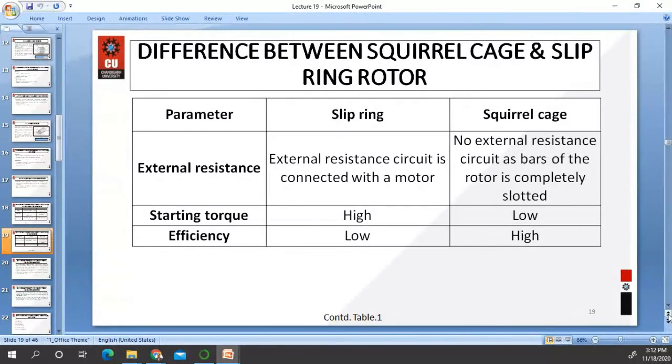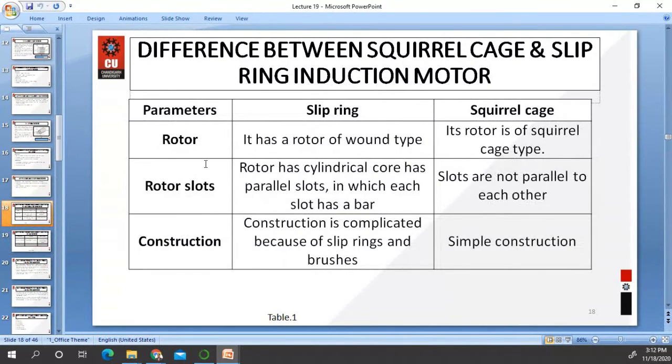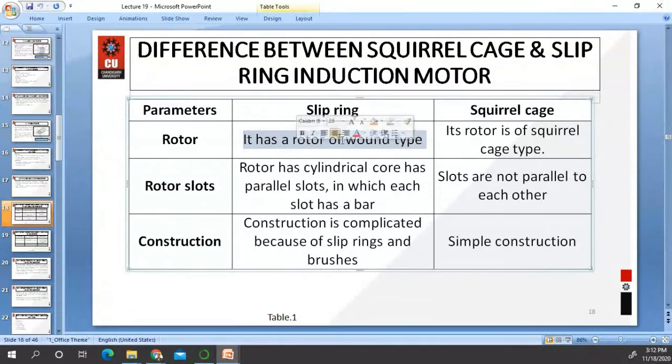Starting torque, how can we increase this? The first parameter is the rotor. Slip ring has a rotor of one type; squirrel cage has a squirrel cage rotor. Then the rotor slot: in slip ring the rotor has a cylindrical core with parallel slots, in which each slot has a bar, whereas in squirrel cage the rotor slots are not parallel to each other.